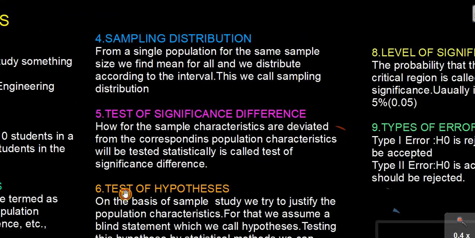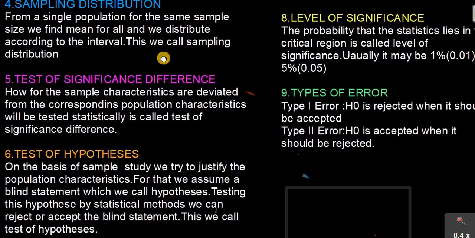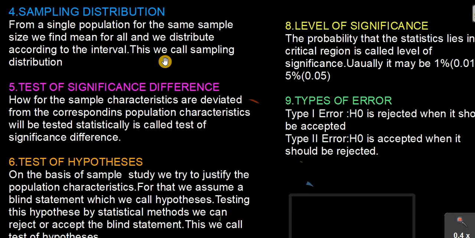Now coming to the next one, sampling distribution. The sampling distribution is nothing but, from a single population for the same sample size, we find the mean for all and we distribute according to the interval. This we call sampling distribution.